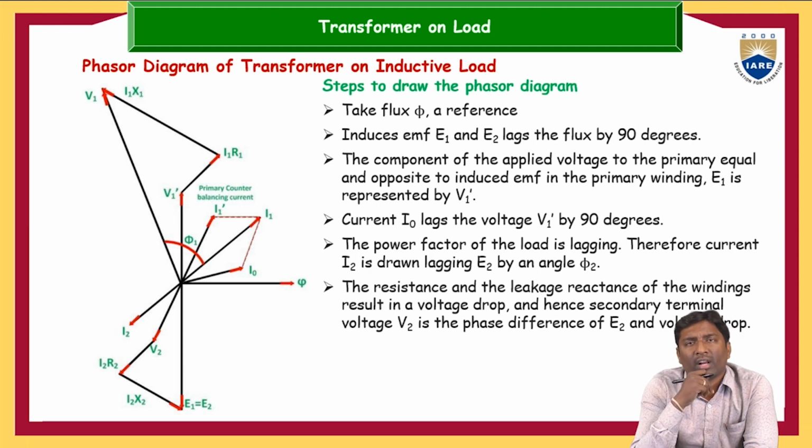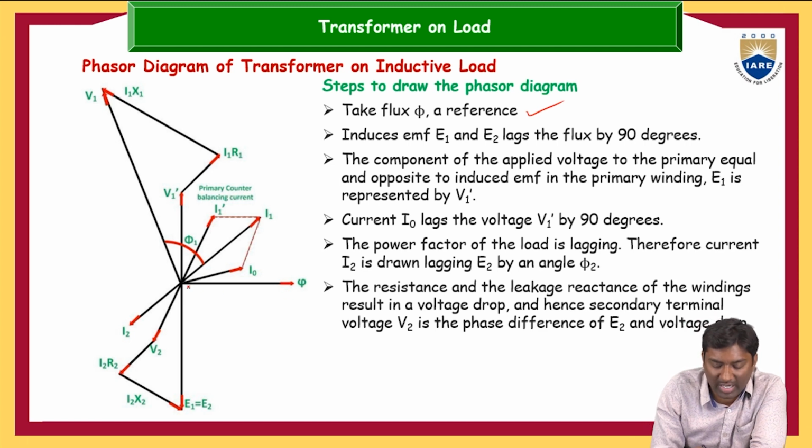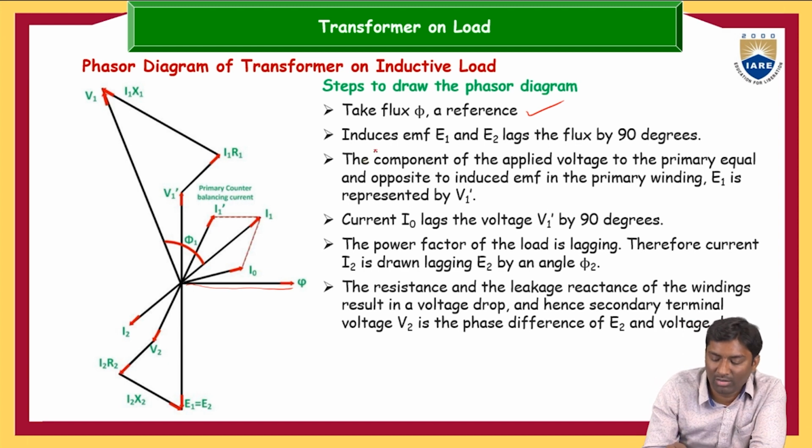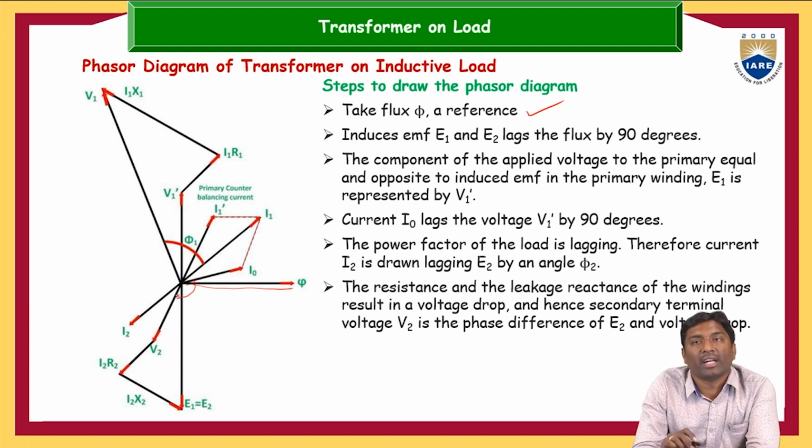Before drawing the phasor diagram, there are some steps, which we'll discuss. First, you take the flux as a reference. You can observe the phasor diagram. The flux I am taking as reference, and the induced EMFs E1 and E2 lag the flux by how many degrees? 90 degrees. You can observe here, this lags by 90 degrees.